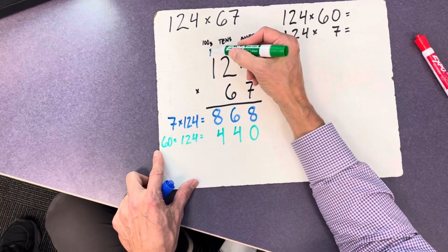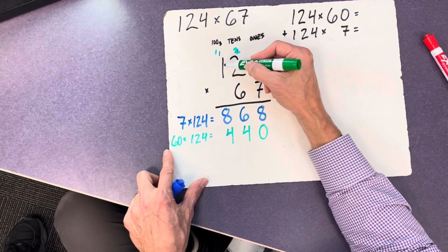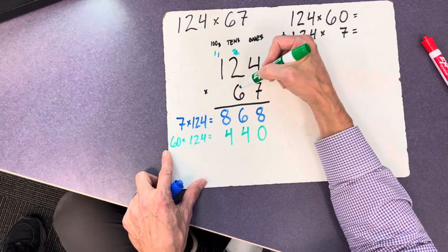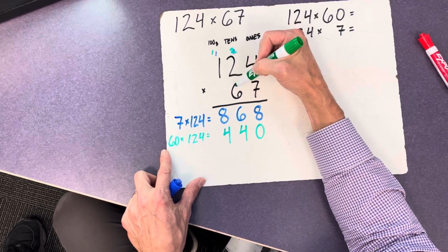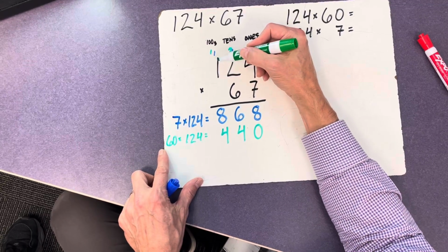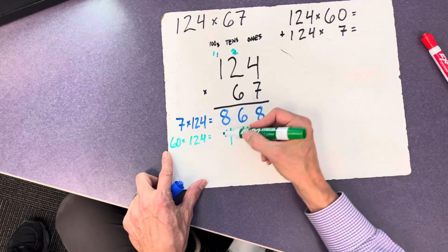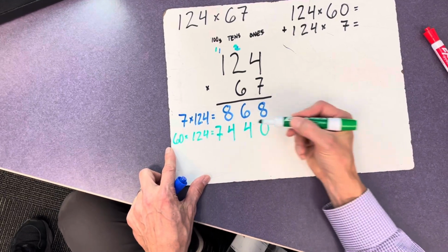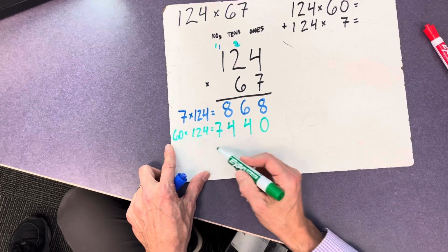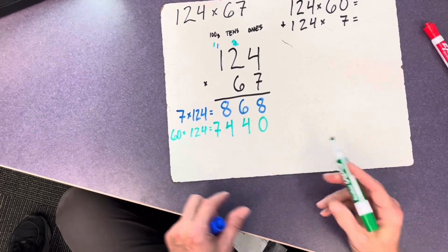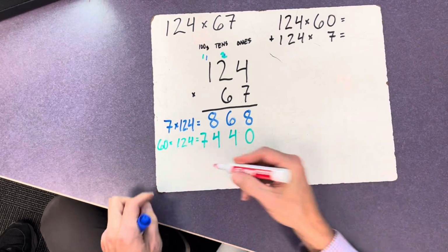There we go. I bring that once more over, and now I've got 6 tens times hundreds there, and that's going to be 1,000. So 6 times 1 is actually 60 times 100 is 6,000, plus another 1,000 is 7,000. So I've got 7,000. 60 times 124 is 7,440. And now I'm going to add those together.